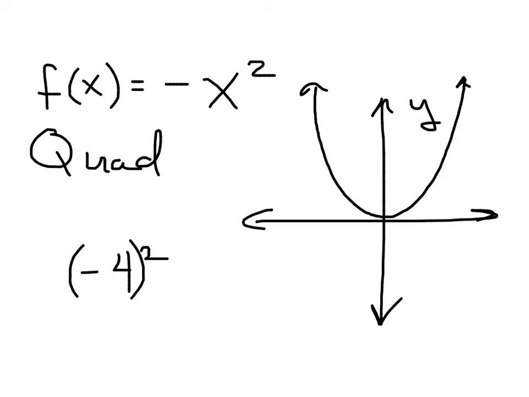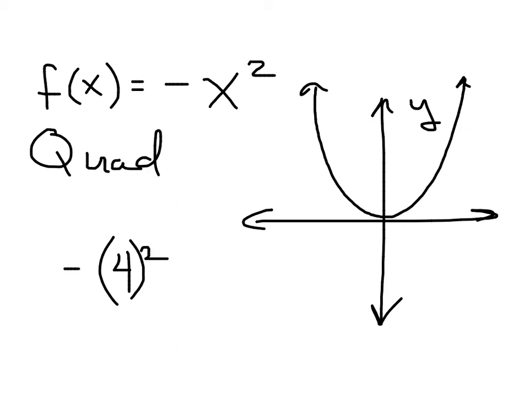I have college kids that do that wrong too, okay? And they do it wrong a lot. That negative should really be on the outside. What that's officially saying, you guys, is the opposite of x squared. So instead of going up, it's going to go down.